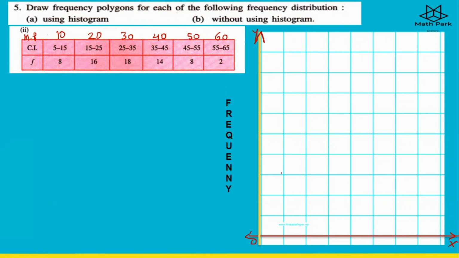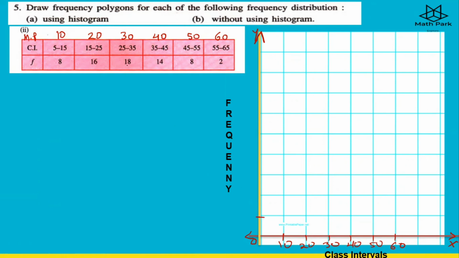Let us take the frequencies on y-axis and the class intervals on x-axis. Now 5 to 15, now we will be taking directly the midpoints, okay? So we are going to take here 10. So let us take 10, 20, 30, 40, 50 and 60. Done. So now we will be plotting the coordinates. So the coordinates, x coordinate is 10, y coordinate is 8.